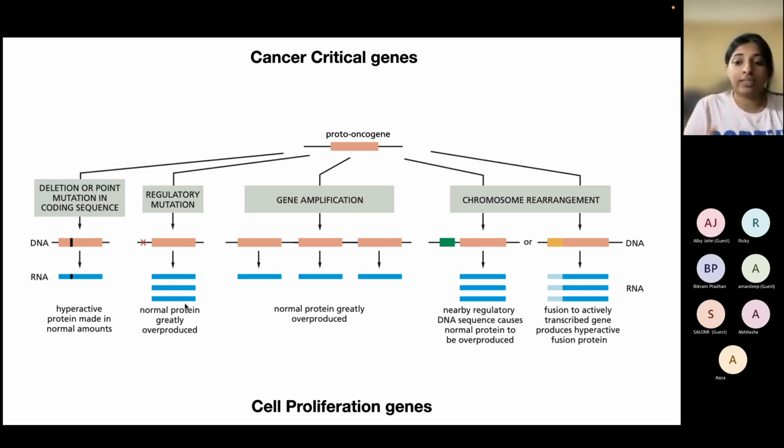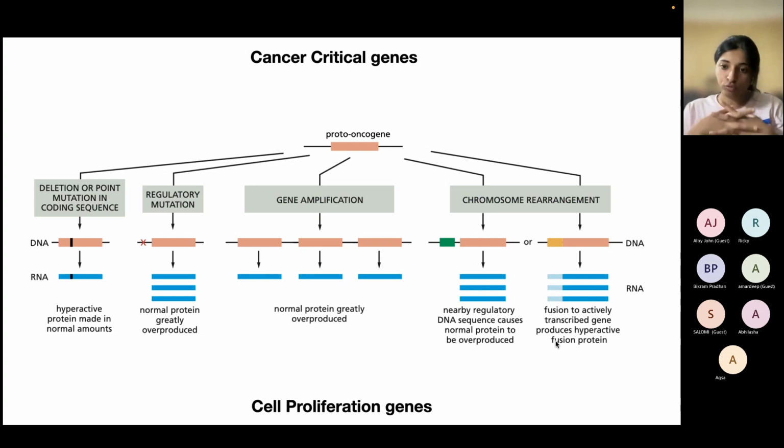There can be chromosomal rearrangement. What happens is the sequence of DNA moves to a region where a regulatory sequence comes near to it, or the regulatory sequence moves next to the DNA that is encoding this protein, and because of which the regulation of this protein is altered and ultimately causes the protein to be overproduced. Now, there can also be fusion with otherwise overproduced protein.